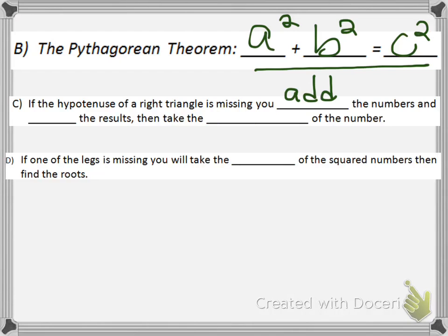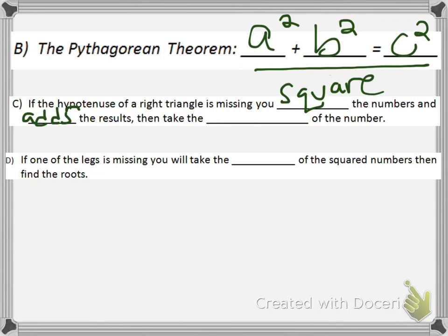Ooh, back it up. Sorry, let's delete that. Before you add it, you have to do one more thing that a lot of kids forget. Order of operations tells you to do the exponent, so you need to square it. Square the numbers and add the results. Much better. I wonder if you guys caught that mistake. If you did, tell Ms. Dogs, and she'll give you a bonus point. Then take the blank of the number.